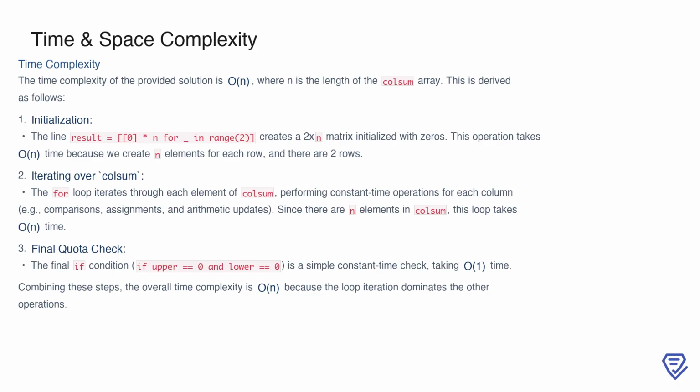Next, the main for loop iterates over the colsum array. For each element, we perform a series of constant time operations, such as comparisons and assignments. Since there are n elements in colsum, this loop also takes O(n) time. Lastly, there's a final quota check to ensure both upper and lower are 0 after the loop. This is a simple constant time operation, taking O(1). Since the loop dominates the overall runtime, the total time complexity is O(n).